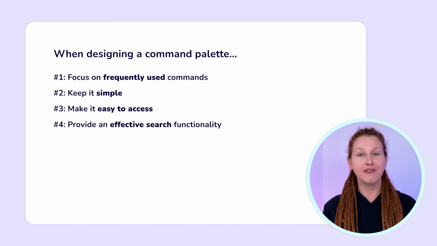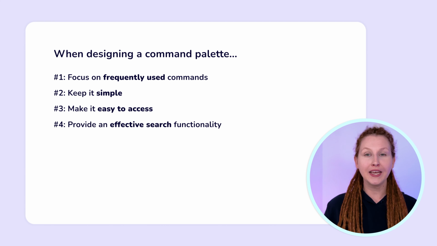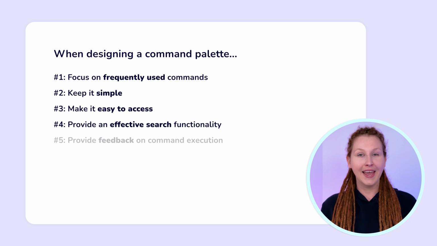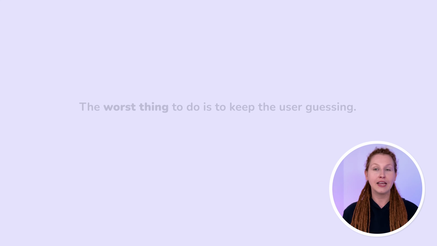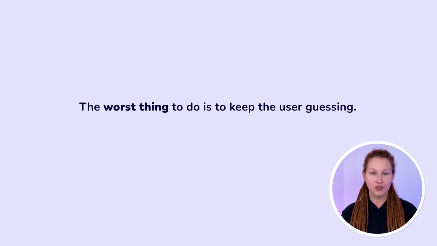Fourth, provide an effective search functionality. Quick and accurate search results are key to command palette success. If search results are inaccurate or slow, people may get discouraged and abandon the command palette altogether. And fifth, provide feedback on command execution. Let the user know if the command was executed successfully or if there was an error. You can do it by providing visual cues, highlights, changing the background, or even giving a toast notification. The worst thing to do is to keep the user guessing.